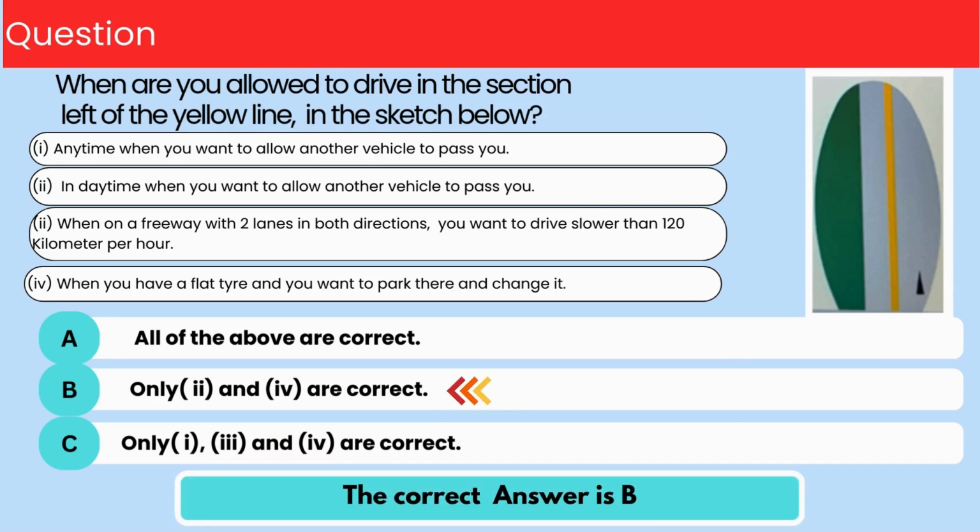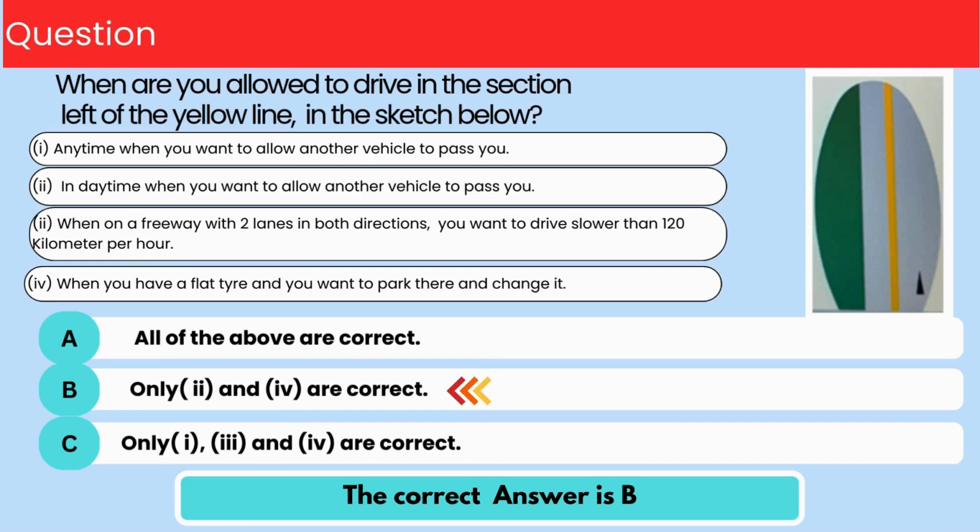Here's why. 1. You are allowed to drive in the section left of the yellow line to allow another vehicle to overtake when it is safe to do so during the day. 2. You can use the area to park temporarily if you need to stop to change a flat tire, as long as it is safe and legal to do so. The other options are incorrect because driving in the section left of the yellow line is only allowed when necessary and safe, such as to allow another vehicle to pass. It is not permitted at all times, especially in poor visibility.